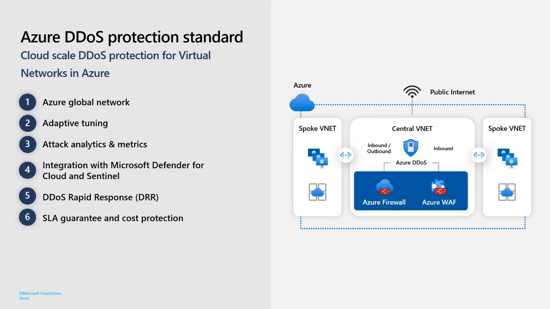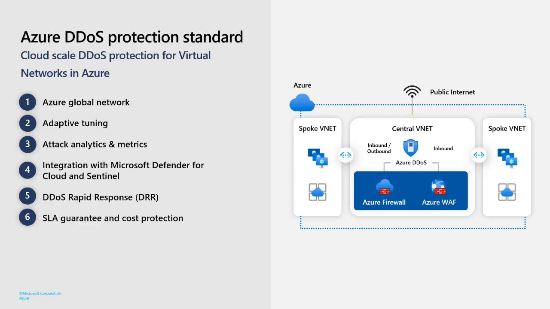So let's quickly go over some of the key value features that DDoS protection standard provides. So DDoS protection standard offers the cloud scale of DDoS protection for your workloads and virtual networks in Azure. It's integrated with Azure Global Network, which means we leverage the scale of all 62 Azure regions and more than 60 terabits per second of mitigation capacity to mitigate the largest attacks in history. It also ensures that we can mitigate many significant DDoS attacks at the same time to protect each and every workload in Azure.